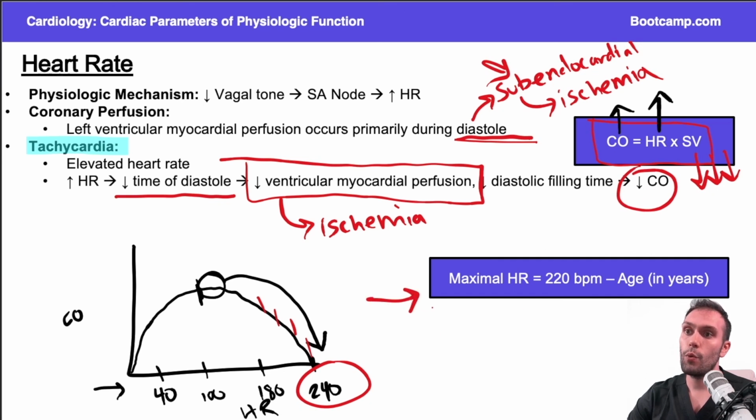Also, just an equation to remember: the maximal heart rate that one should be able to achieve is going to be 220 beats per minute minus the age in years. So if I'm 20 years old, I would just take 220 minus 20, so the maximal heart rate should be about 200. Someone that's 40 years old, it would be about 180.